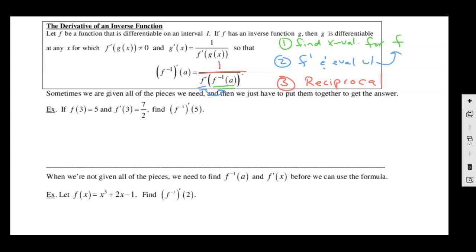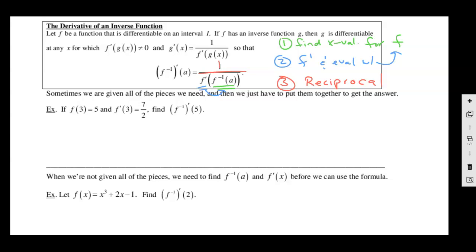And then I don't want the value from the derivative of the original. I want to somehow connect it back to the value of the inverse. And so I'm just going to take the reciprocal. The 1 over part in the formula just means do the reciprocal. So the formula is kind of ugly. I think it's easier to just remember the process. Right? Let's go through it.